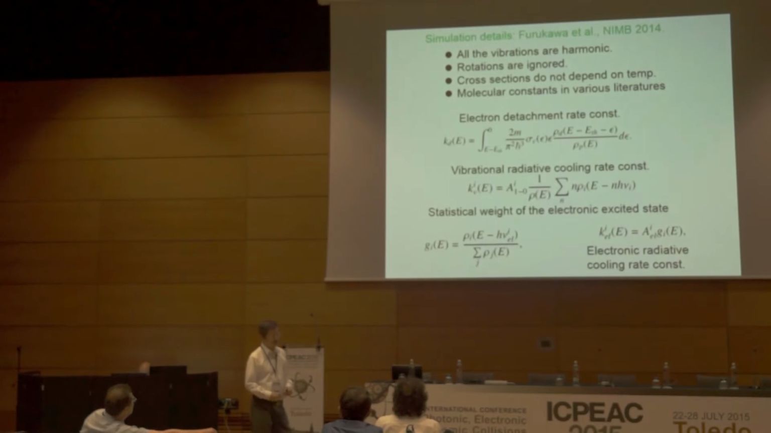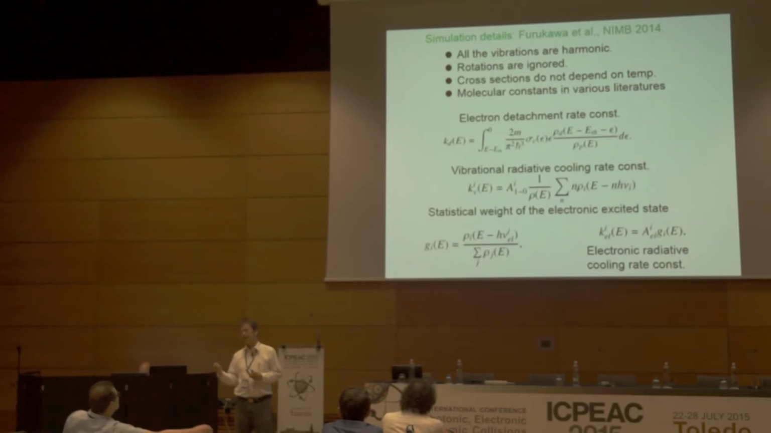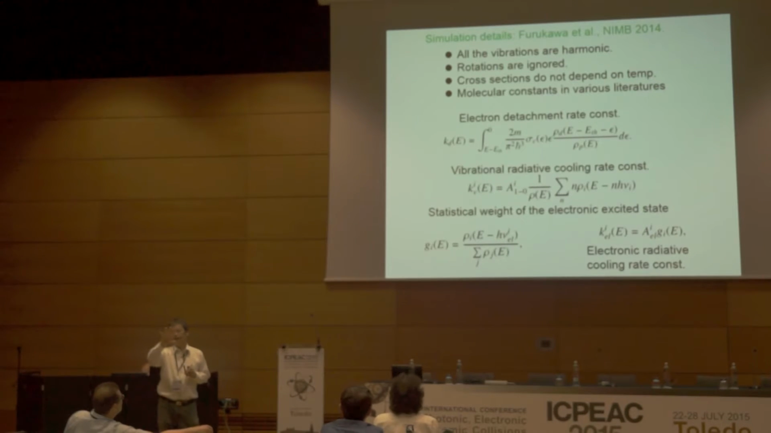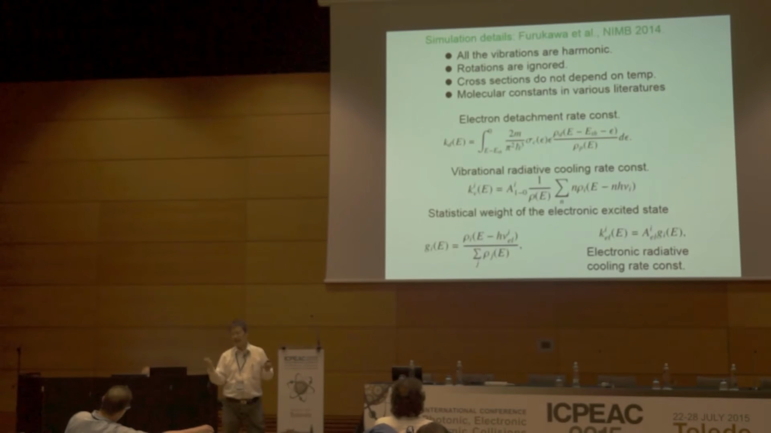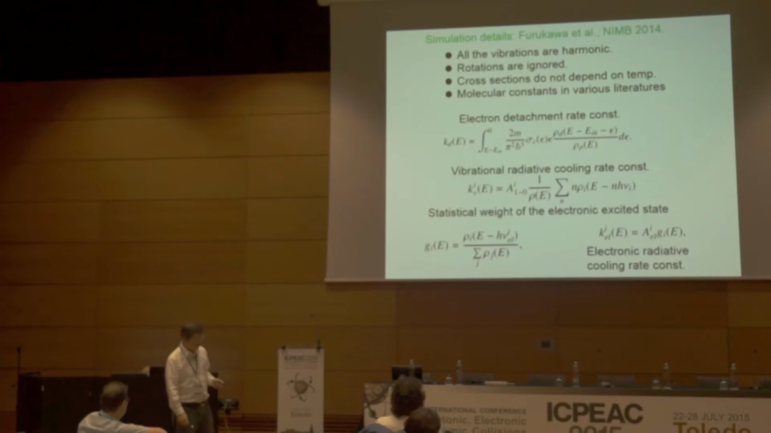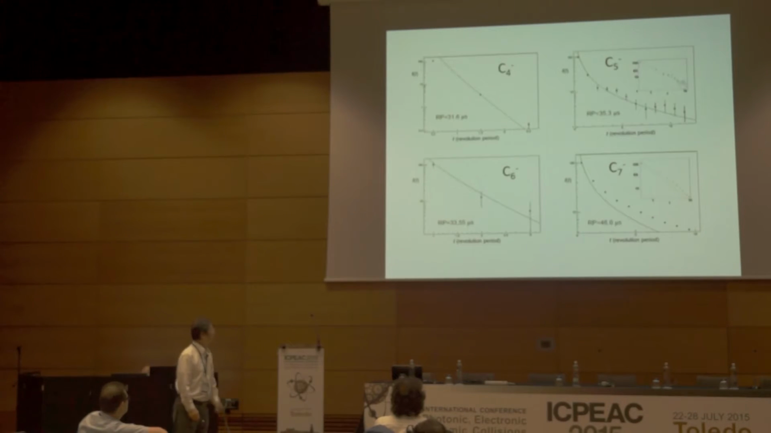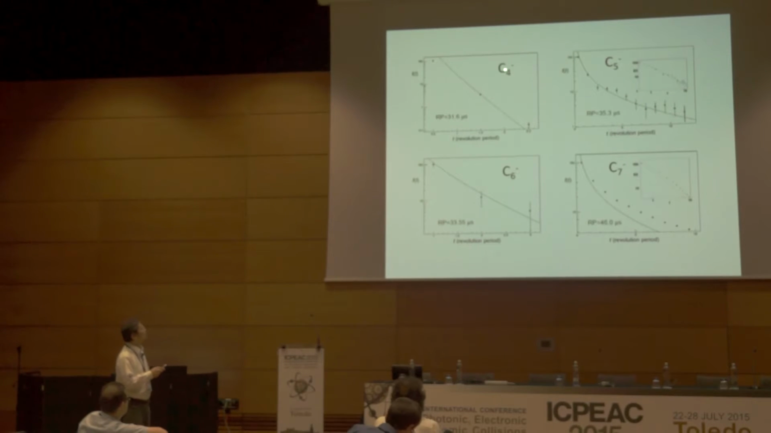And we can simulate the process by calculating the detachment rate as a function of energy by employing the detailed balance, and the vibrational and electronic cooling rate, where the population times the transition probability gives the rate constant of the cooling. So by using the rate constants, we simulate all the processes. So here is the result, where the dots show the experiment, and the lines show the simulations.